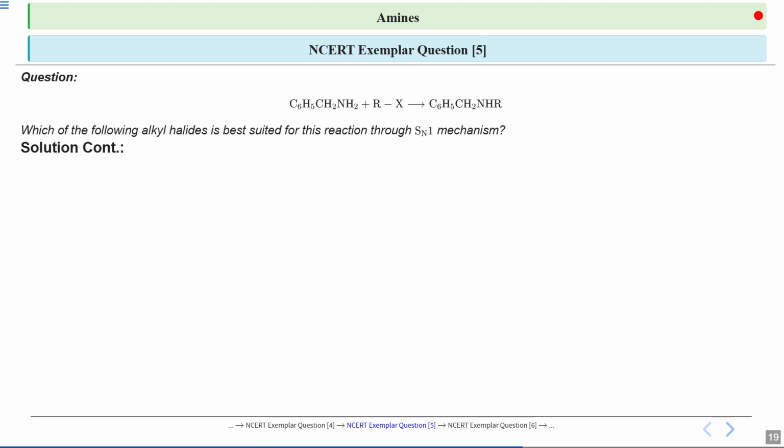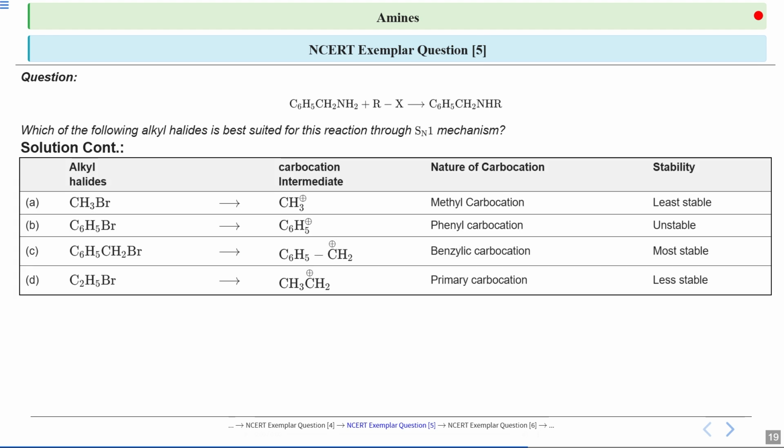So if we further continue the solution, you will see that first, in this case where you have methyl bromide, this forms a carbocation, which is a methyl carbocation. This is the least stable because it has no alkyl groups to stabilize the positive charge. If you see, there are no alkyl groups which can stabilize this positive charge.